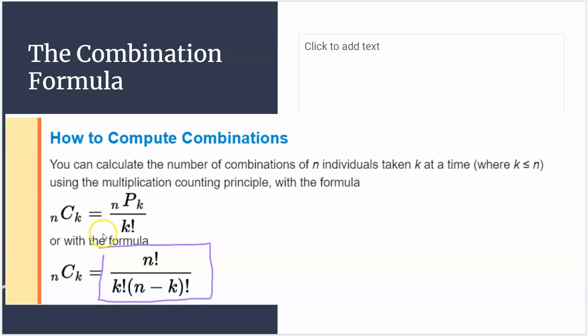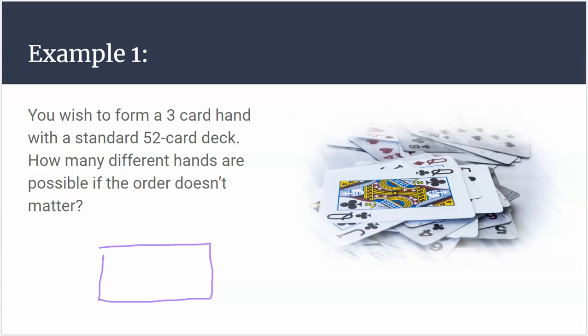That's better. So that's the formula you're looking for if you want to do combinations by hand. Of course, your calculator definitely has an nCk button, so I would suggest being able to use that to get where you want to be. All right, now let's take a look at some examples.